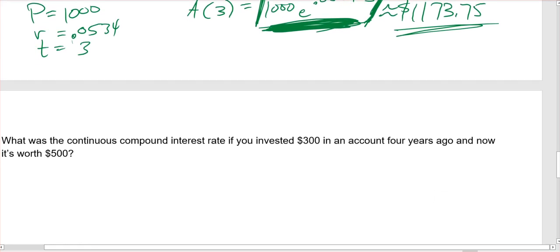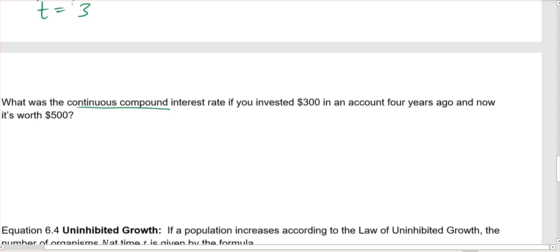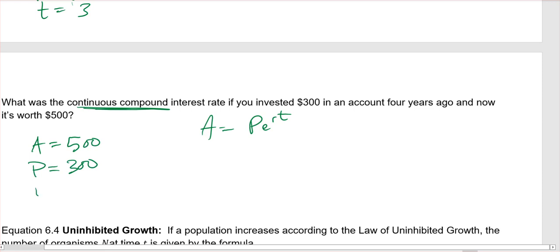Okay, what was the continuous compound interest rate? So we don't know what the rate is, but our keywords, we've got continuous compound, right? So we've got A is Pe^(rt). Okay, so we identify these things. We invested $300 in an account 4 years ago, and now it's worth $500. So the amount now is $500. The principal that we started with was $300. The rate was, that's what we want, and then time, that was 4 years. So after 4 years, we had $500 in our account that started with $300, and we were earning an unknown rate. So we'll just leave that r in that position.